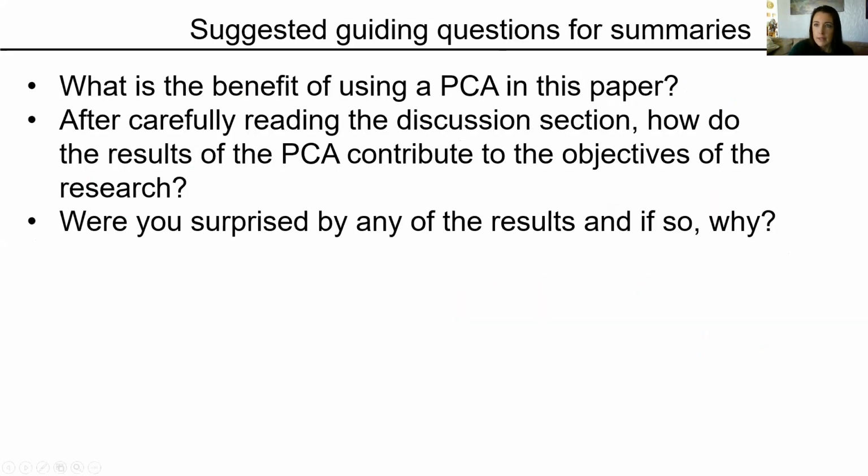So that's basically all I have for the lecture, trying to keep it short and sweet. Here are some suggested guiding questions for the summaries to get you thinking about the most important parts of the paper. What is the benefit to using a PCA in this paper? After carefully reading the discussion section, how do the results of the PCA contribute to the objectives of the research? And were you surprised by any of the results, and if so, why? So please read the paper, think about these questions, and then also go back through and think about how correlation and covariance are used in PCA and why that is important.